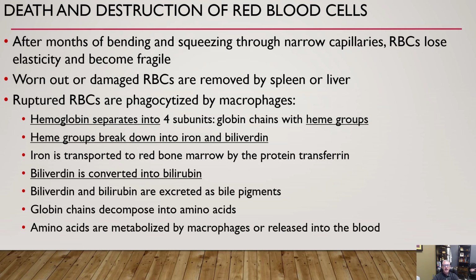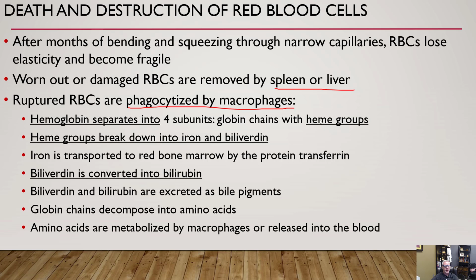All right, so death and destruction of red blood cells. I said that red blood cells are going to die after about 4 months, 3 to 5 months. And so what happens? I said they go somewhere to die. Where is that somewhere? After about 4 months, they're going to lose their elasticity. They're going to become fragile. They can't reproduce. They're going to go to either the spleen or the liver, and they're going to get ruptured. They're going to be phagocytized. They're going to be eaten up by these things called macrophages.